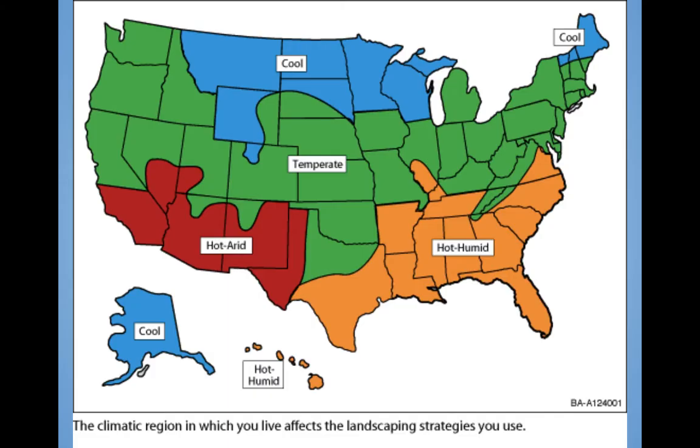This is an example of a climate map. We live in more of a temperate, humid climate. We're kind of right in the middle here of the climate. You can see the different regions, so we would live in the temperate region, basically.